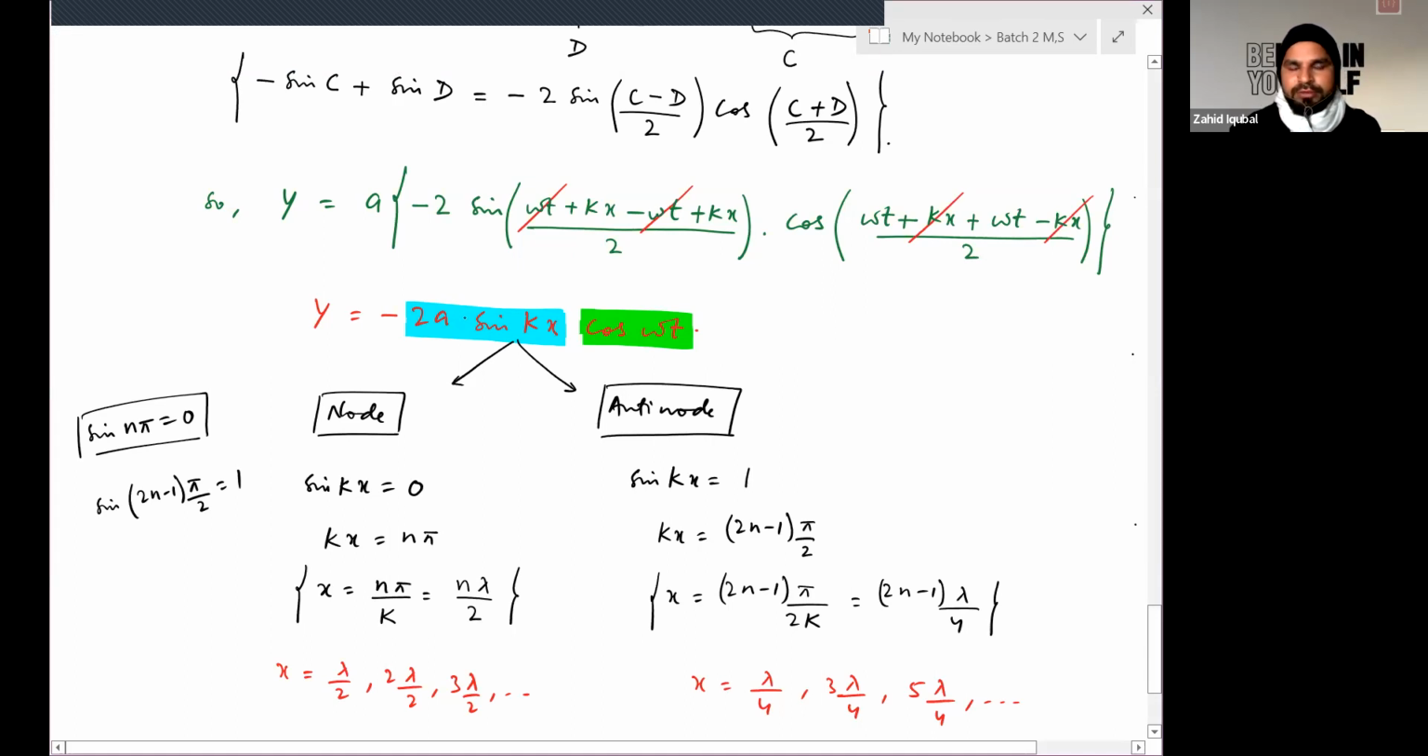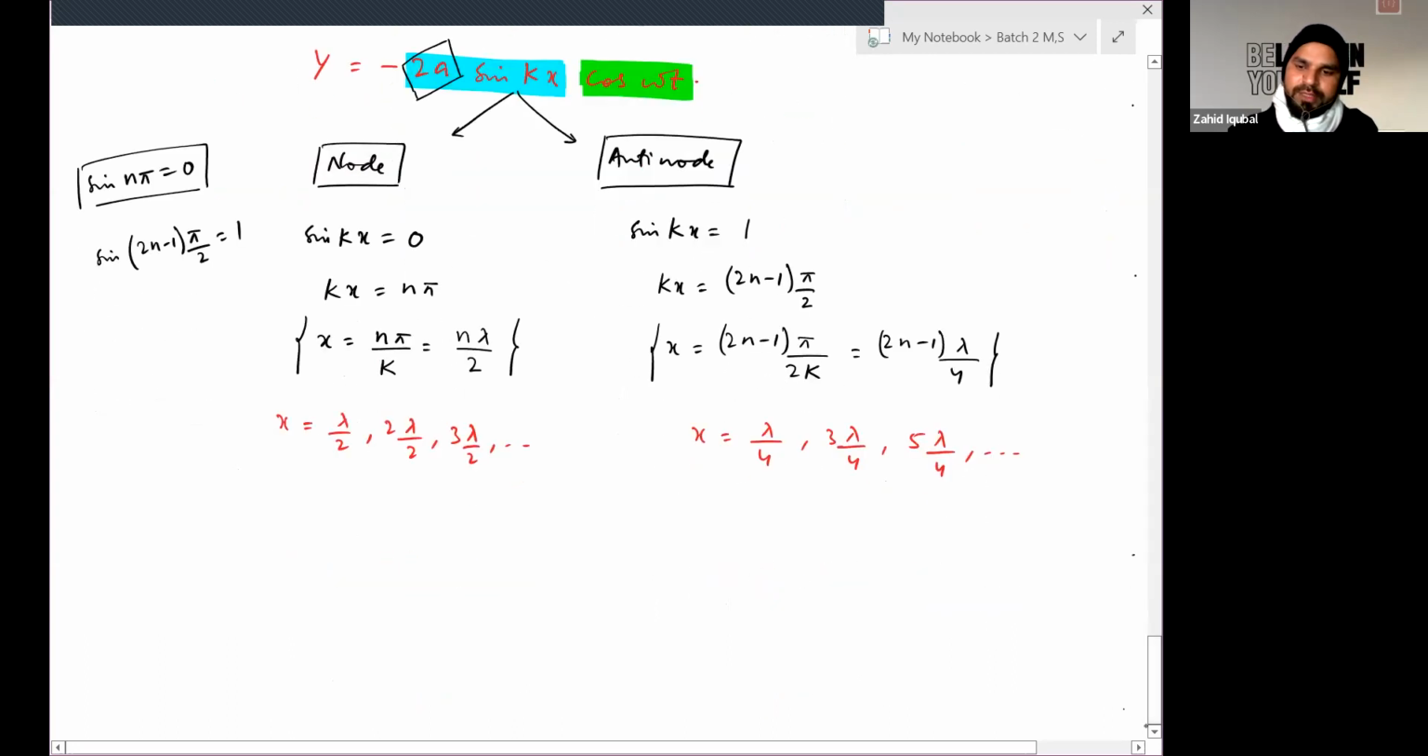Next, according to the normal equation of wave, we have y equals a times sine omega t. But in this part, it is 2 times a sine of kx. So we can say the amplitude becomes twice that of the incident or reflected wave.